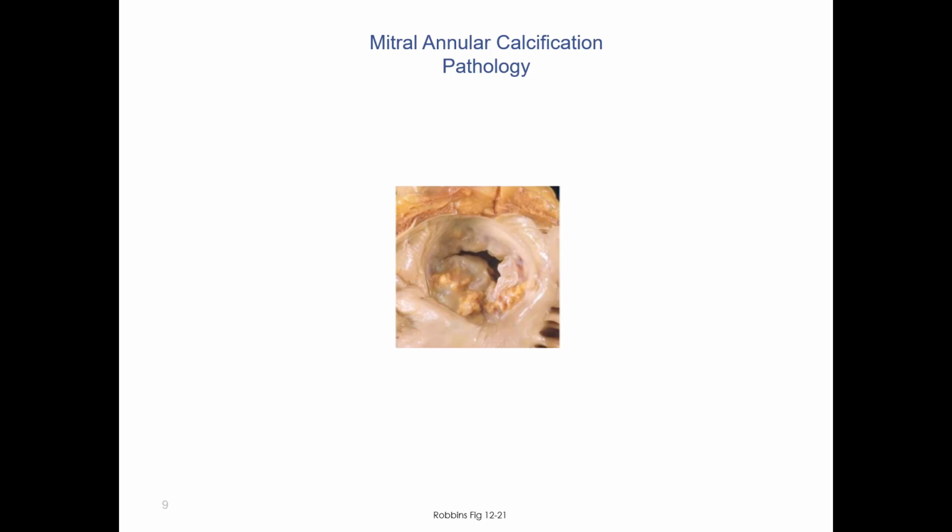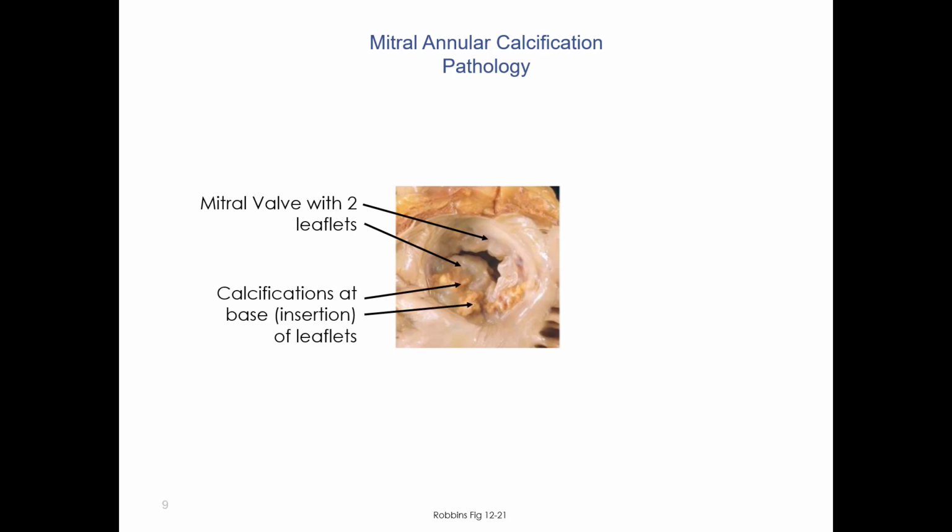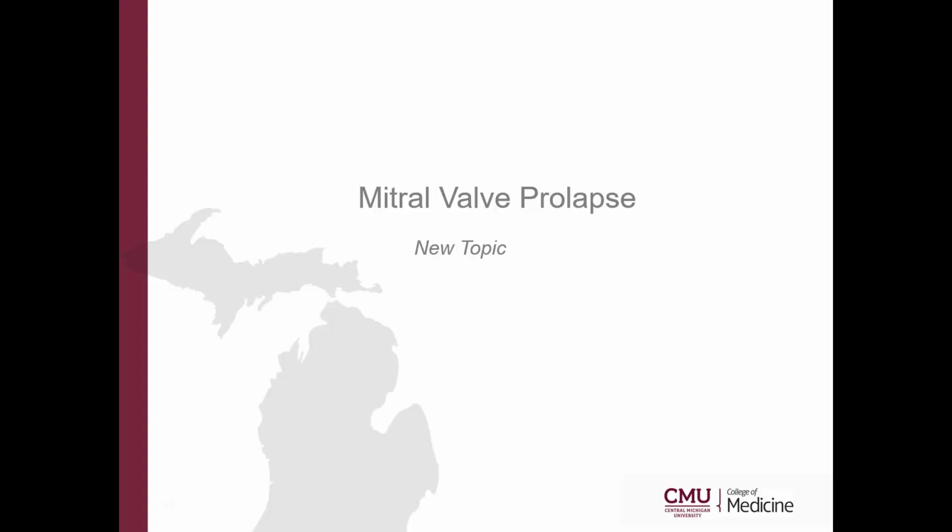Here's our valve. You can see this is a mitral valve with 2 leaflets. Here are the calcifications at the base, which is the same thing as the insertion of the leaflets. Let's go on to mitral valve prolapse.